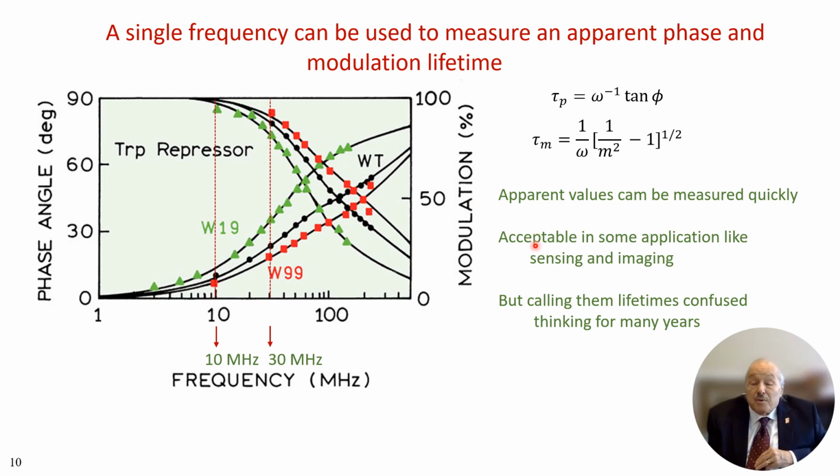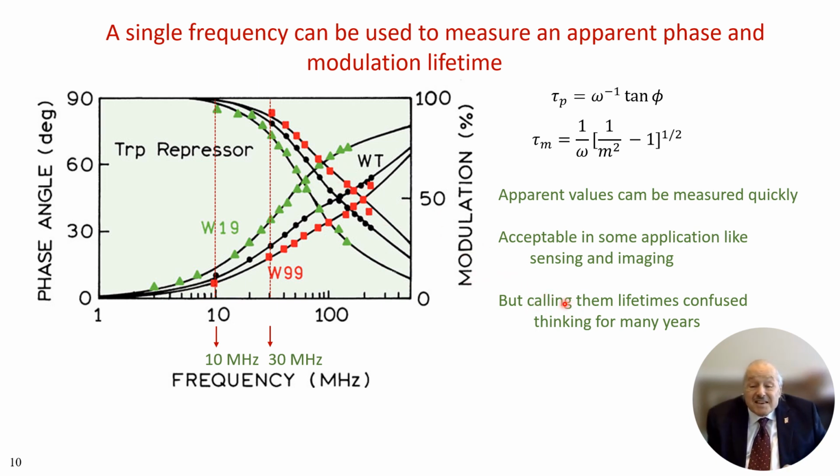This actually caused quite a bit of confusion because at a single frequency, irrespective of the complexity of the decay law, you can always measure an apparent phase lifetime, which is whatever you get from the sample. Remember, you don't know what this is when you're measuring it. Or you can get the apparent modulation lifetime, and you don't know what the rest of it is.